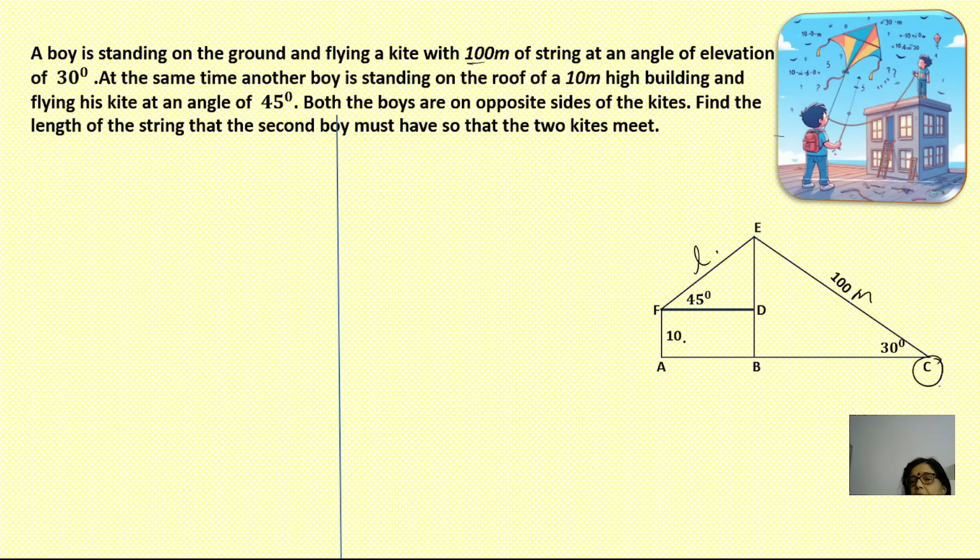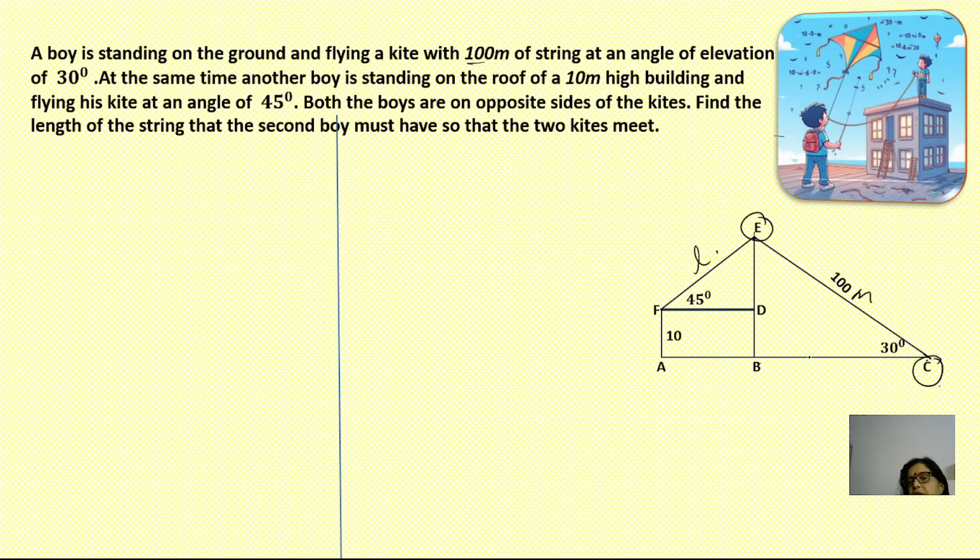So now we get over here this type of figure. When you draw the geometrical figure, the first boy is here. He flies his kite. The kite is over here. And when you draw perpendicular EB, you get one right angle triangle over here. Then again, this second boy at a height of 10 meters, he is flying a kite from here. So again we get another right angle triangle. And these 2 points will meet because the question says both the boys are on opposite sides. Find the length of the string so that the second boy must have, so that the two kites meet. So at this position the kites must meet. So that is why we get this type of figure over here.